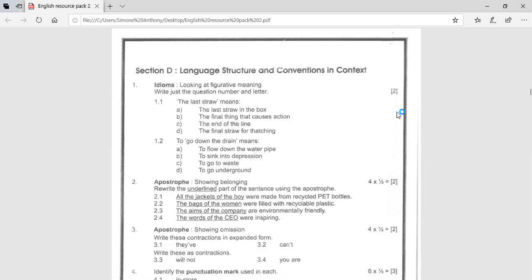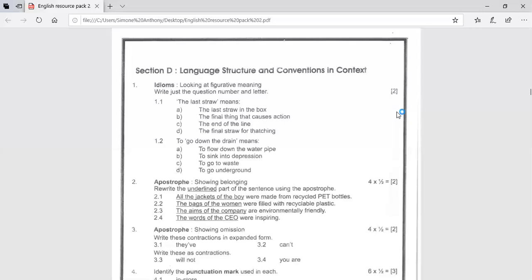The difference between figurative and literal: literal is the actual meaning of the words, figurative is where it has a deeper symbolic meaning. So if you look at the first question, 1.1, the last straw means, so here you're looking at the figurative meaning. What is the figurative meaning of that phrase? And your answer would be B, the final thing that causes action. If you look at 1.2, to go down the drain means to go to waste, not actually to go down the drain.